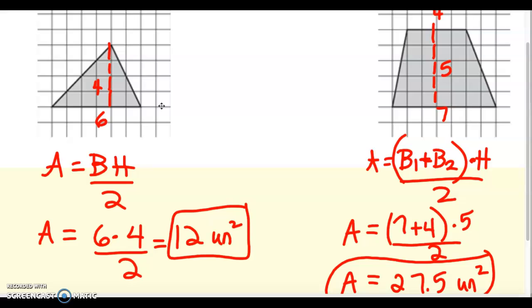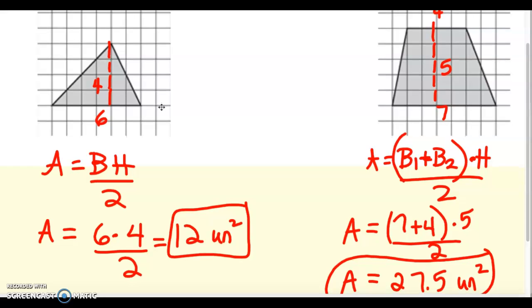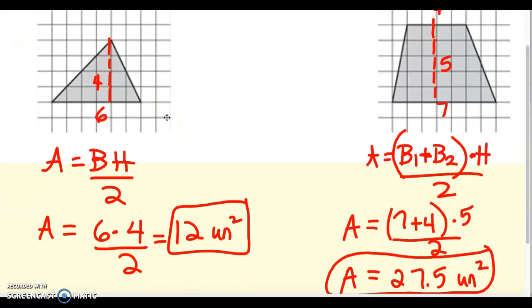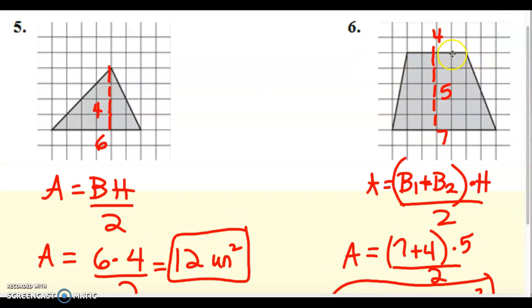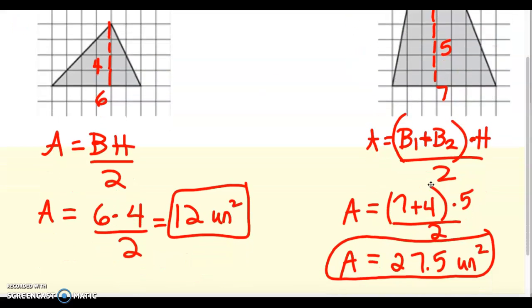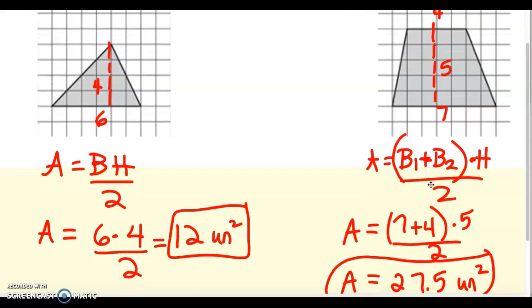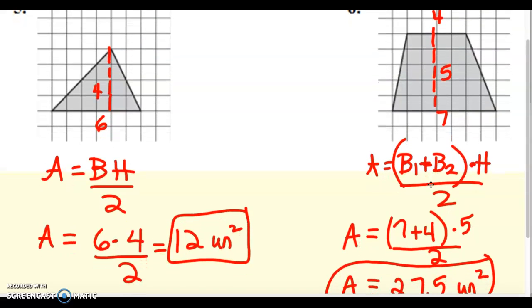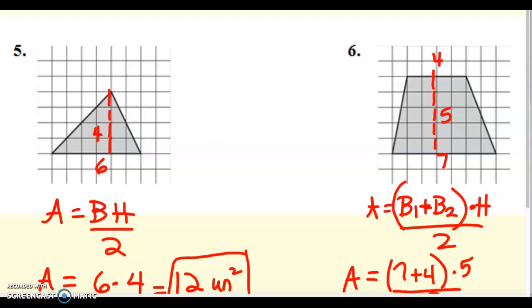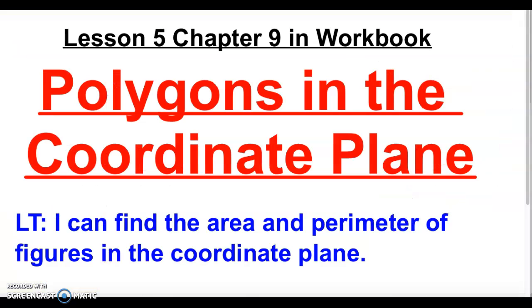Number 5 is a triangle. The answer was 12 units squared. And number 6 is a trapezoid. I plugged my numbers into the formula, and I got 27.5 units squared for number 6. Okay? So feel free to hit pause, go back to the video, and review whatever you need to.